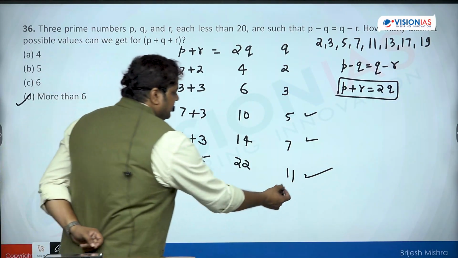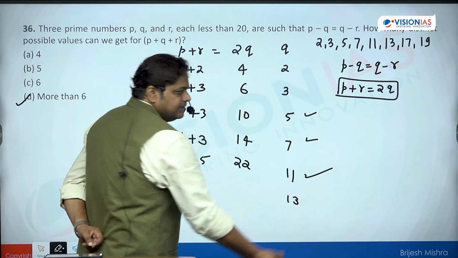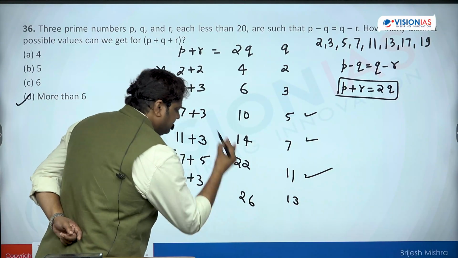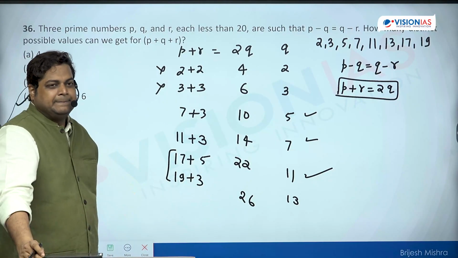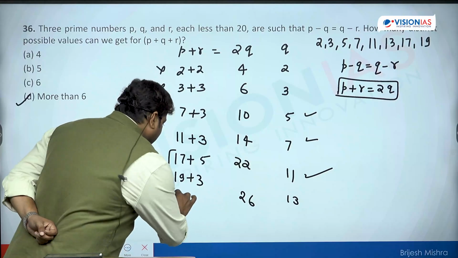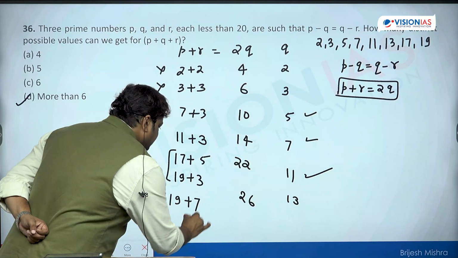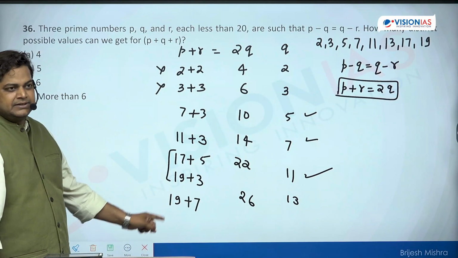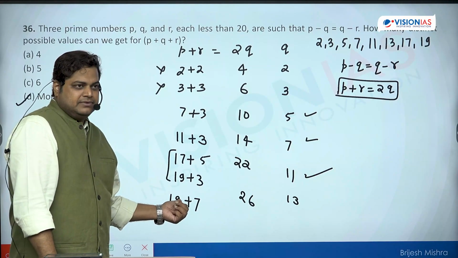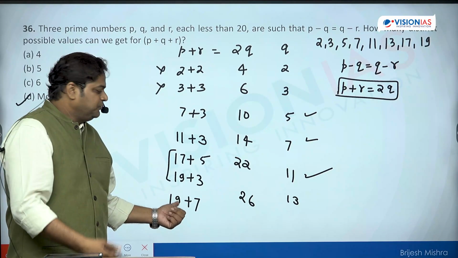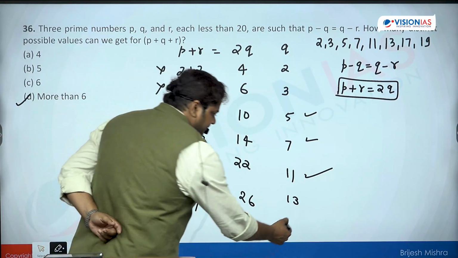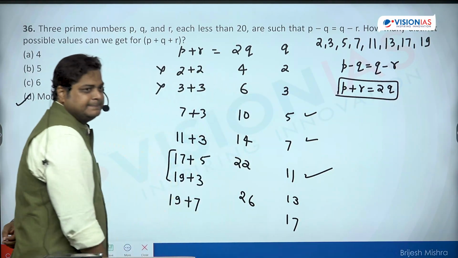And after 11 we can take the next, 13. So this is 26. How can we get 26? 19 plus 7. We can take 19 plus 7, 26. And here also, further, can we have any possibility? Even if a possibility exists, the sum would be just one. Then 17.